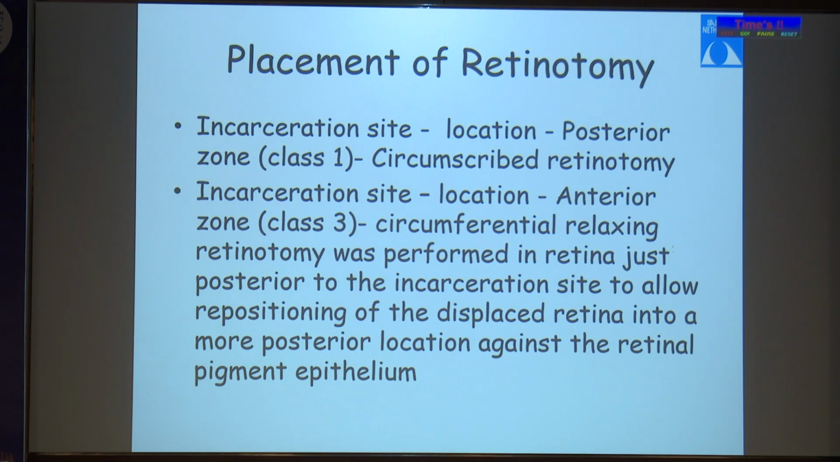Now, where do you place the retinotomy? This is what is most important. If you have an incarceration in class 1, then you will have to place your retinotomy as a circumscribed retinotomy. If you have a class 3, then your circumferential retinotomy is what is going to help you, and this is performed posterior to the incarcerated site to allow the repositioning of the displaced retina into the more posterior location against the RPE.